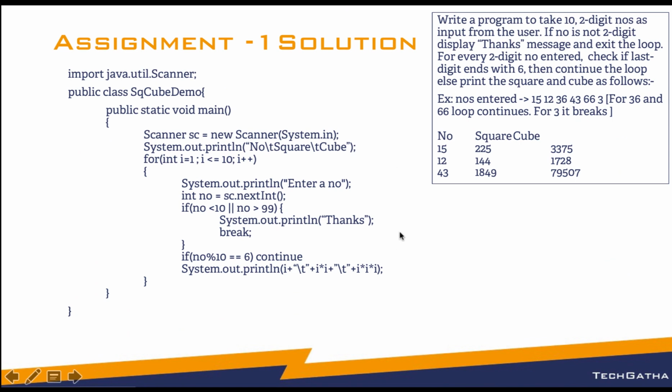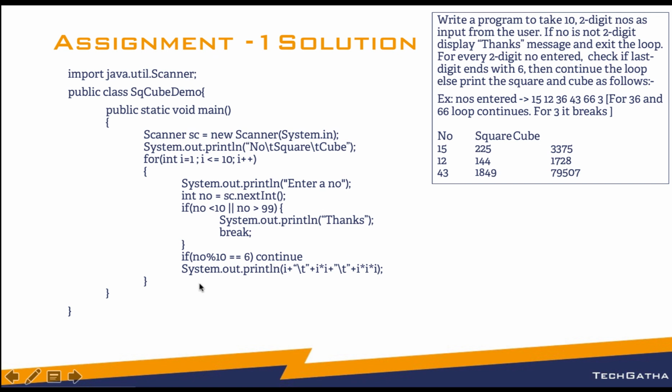So then for the solution, I ask the user to enter a number. So the loop runs 10 times. I take a number, I check if the number is less than 10 or if it is greater than 99. If so, say thanks and break the loop. Otherwise, we check the remainder.